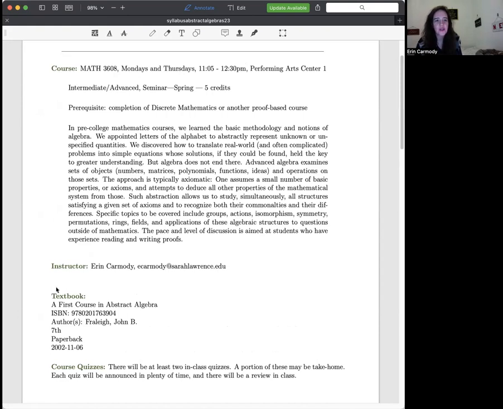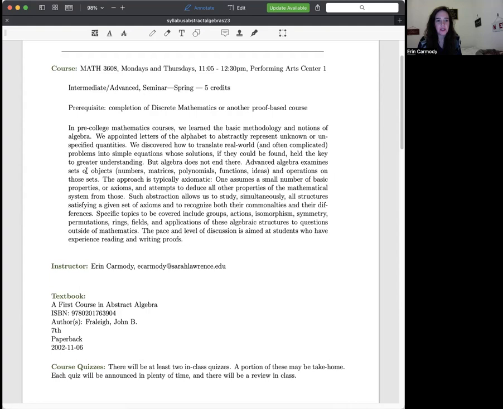We'll see. In pre-college mathematics courses, we learned the basic methodology and notions of algebra. We appointed letters of the alphabet to abstractly represent unknown or unspecified quantities. We discovered how to translate real-world and often complicated problems into simple equations whose solutions, if they could be found, held the key to greater understanding. But algebra does not end there.